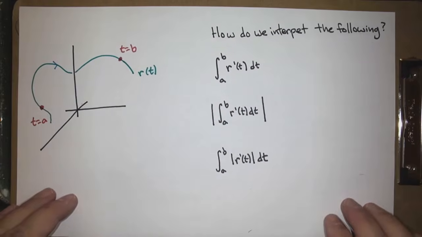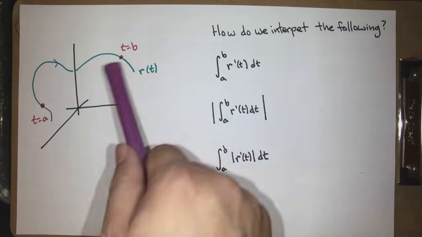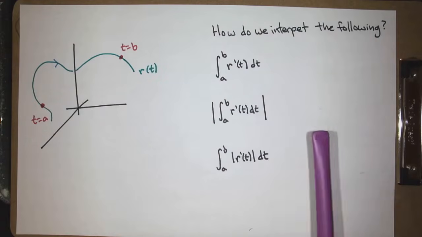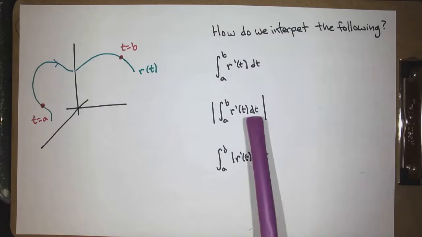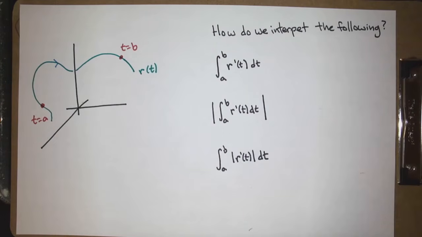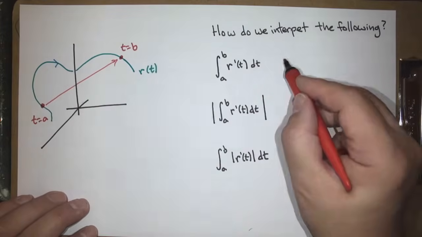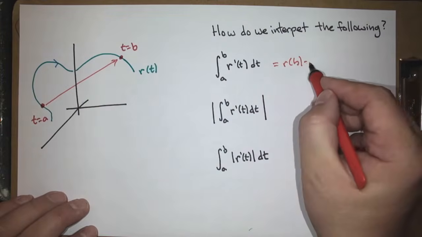But suppose we have a curve. So here's the curve r of t. And I have this curve, and I've marked 2 times. And I have some questions. How do we interpret the following? The integral from a to b of r prime of t dt. What is that? It feels like r of t, but then we evaluate. So it's a vector. It's this vector right here. This is your r of b minus r of a.